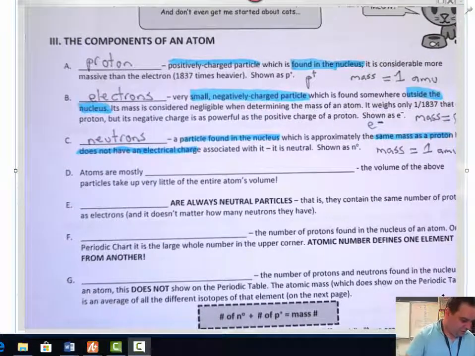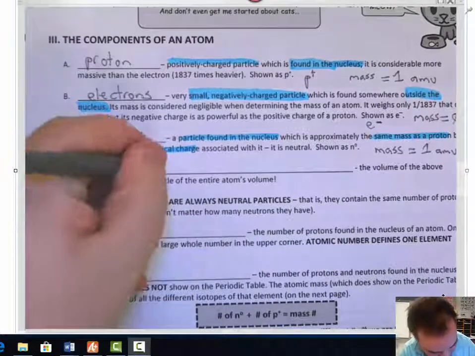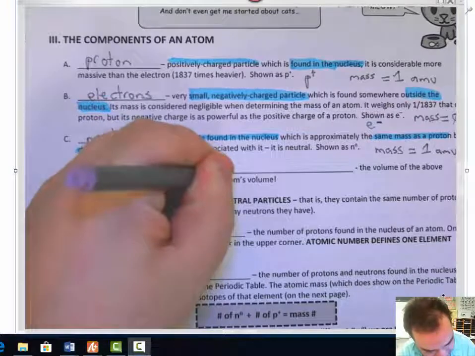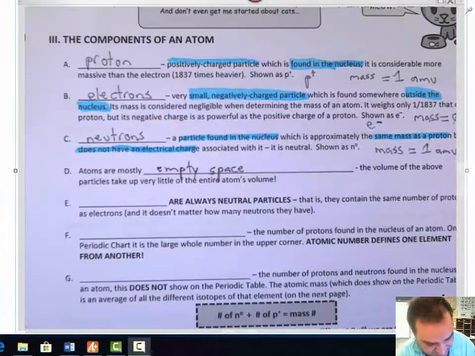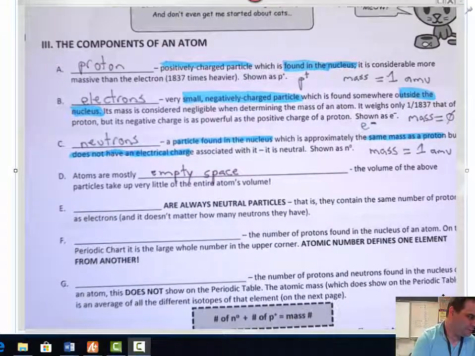Atoms take up mostly empty space. Remember, Rutherford said that the atom is mostly empty space, and then there is a dense nucleus in the middle.